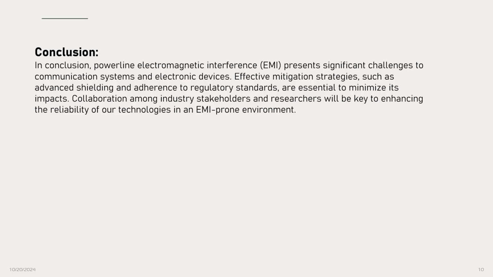In conclusion, powerline electromagnetic interference poses significant challenges across various sectors, affecting communication systems, electronic devices, and overall safety. Our analysis highlights the sources of EMI, its potential impacts, and the importance of effective mitigation strategies. By implementing advanced shielding techniques, adhering to regulatory standards, and investing in ongoing research, we can minimize the adverse effects of EMI and enhance the reliability of our technologies.